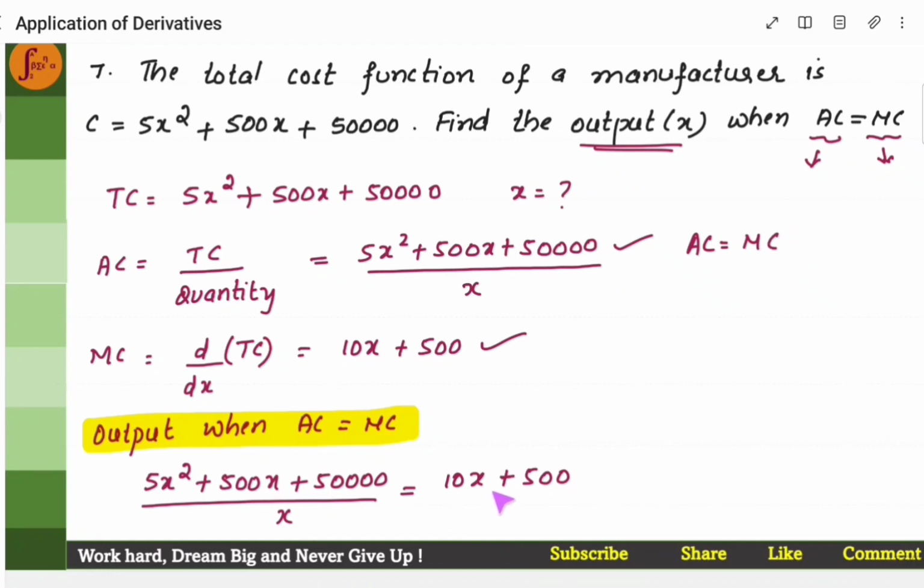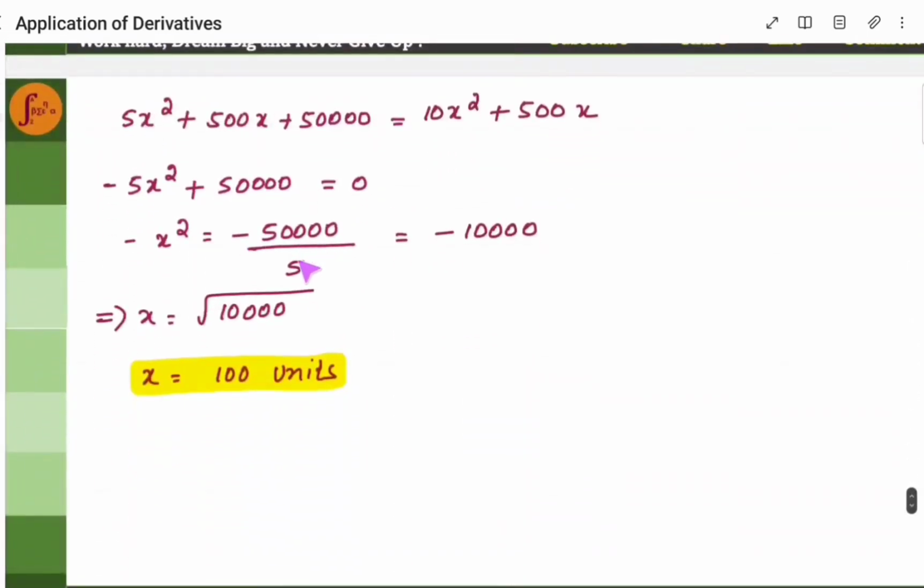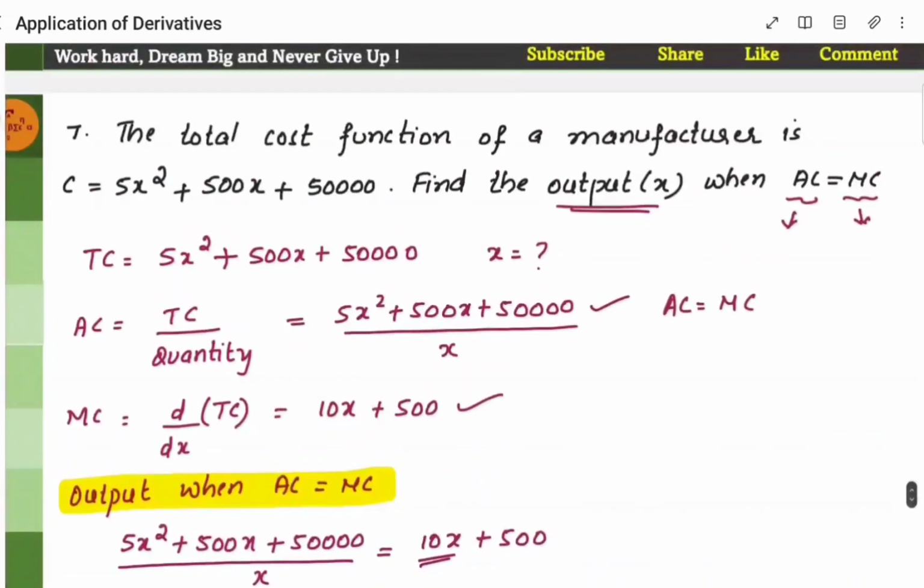So when you equate, you will get an expression like this. Now from this, you will find out the X value, right? That X is nothing but the output level. This X gives you the output level, which is 100 units. When X is 100 units, or when the number of products sold is 100 units, you will see that average cost is the same as marginal cost.